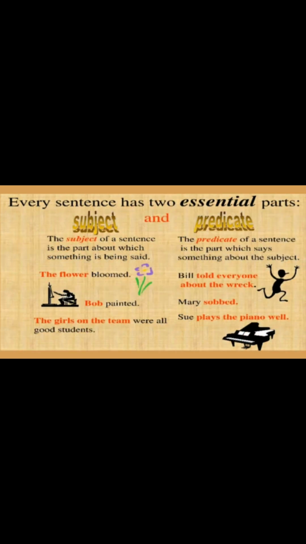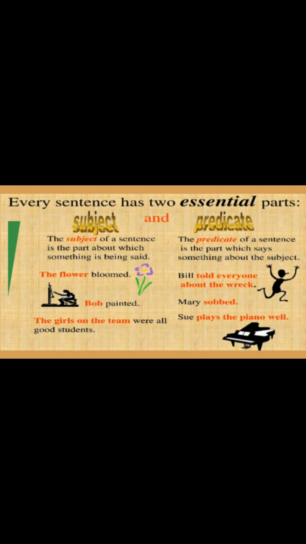Students, every sentence has two essential parts, subject and predicate. The subject of a sentence is the part about which something is being said. Like in the sentence, the flower bloomed. The flower is the subject. Bob painted. Here, Bob is the subject. The girls on the team were all good students. The girls on the team are the subject.